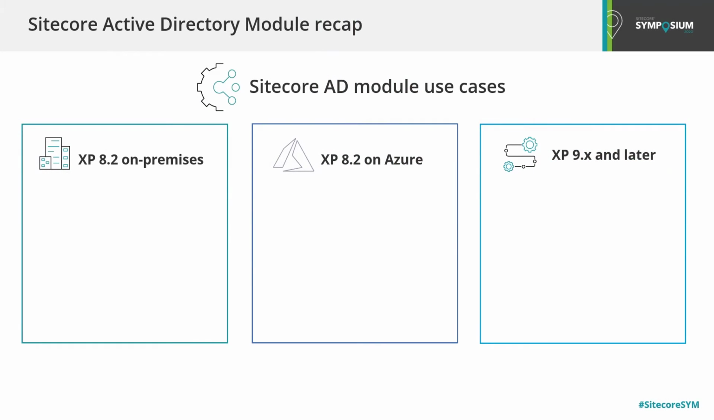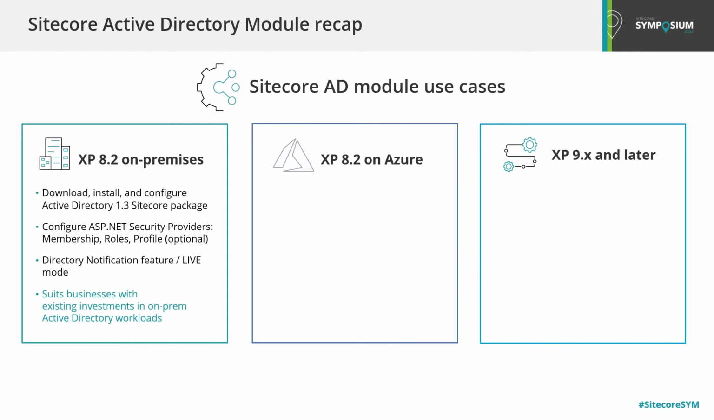All right, we will start with XP 8.2 on-premises use case. First, you download, install, and configure the Sitecore Active Directory package on your Sitecore instance. Then you typically configure the ASP.NET security providers. The membership provider is for mapping your AD users into Sitecore instance users. The roles provider is for mapping your AD groups into your Sitecore instance roles. For example, you like to map AD marketing department into a Sitecore marketing automation role.